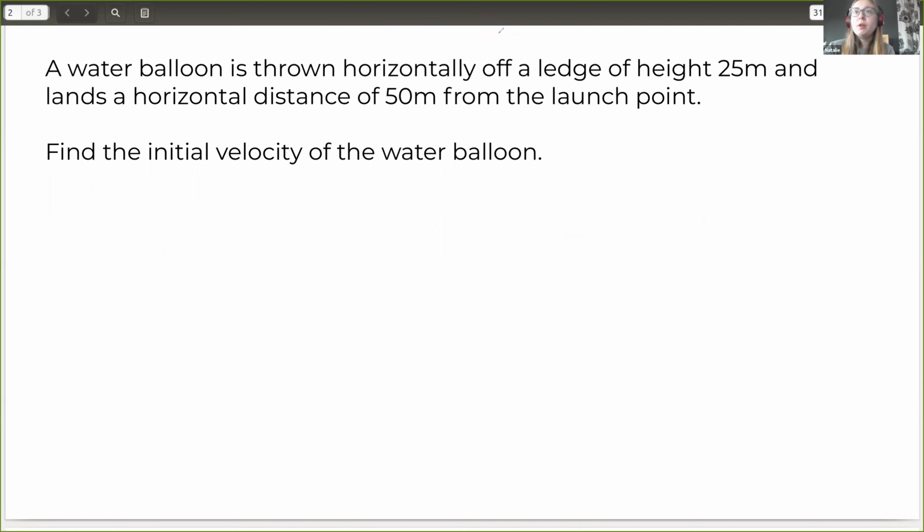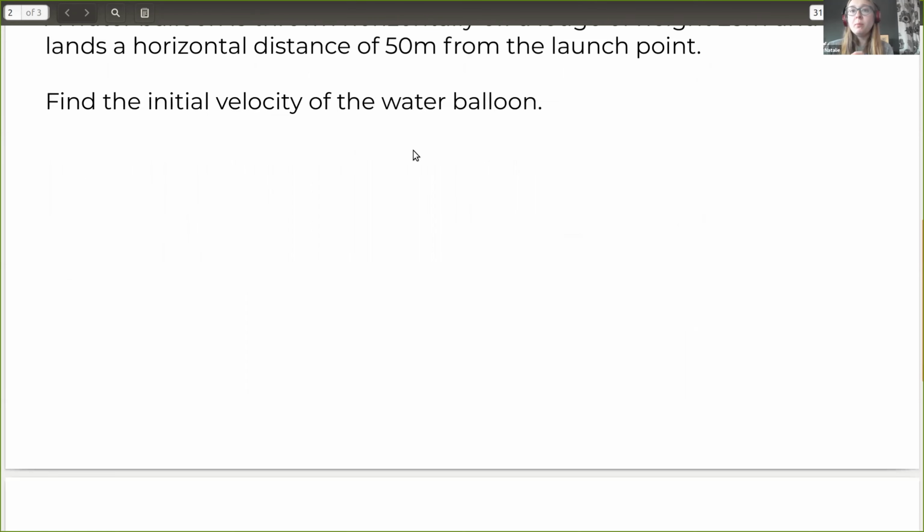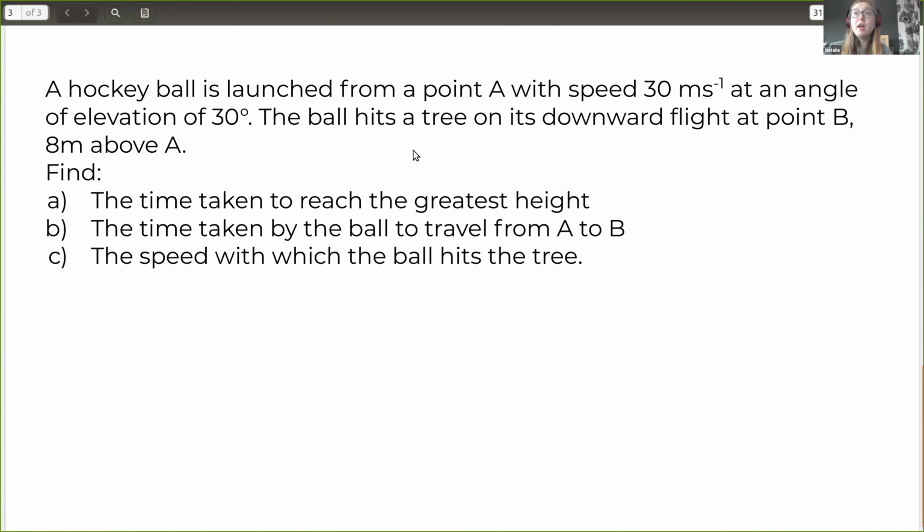So moving on to the slightly trickier situation where we have two parts to the motion. We have something launched at an angle, so it goes up and then it goes back down. So in this scenario, a hockey ball is launched from a point A with speed 30 meters per second and an angle of elevation of 30 degrees. The ball hits a tree on its downward flight at point B, 8 meters above A. Find the time taken to reach the greatest height, the time taken to travel from A to B, and the speed with which the ball hits the tree.